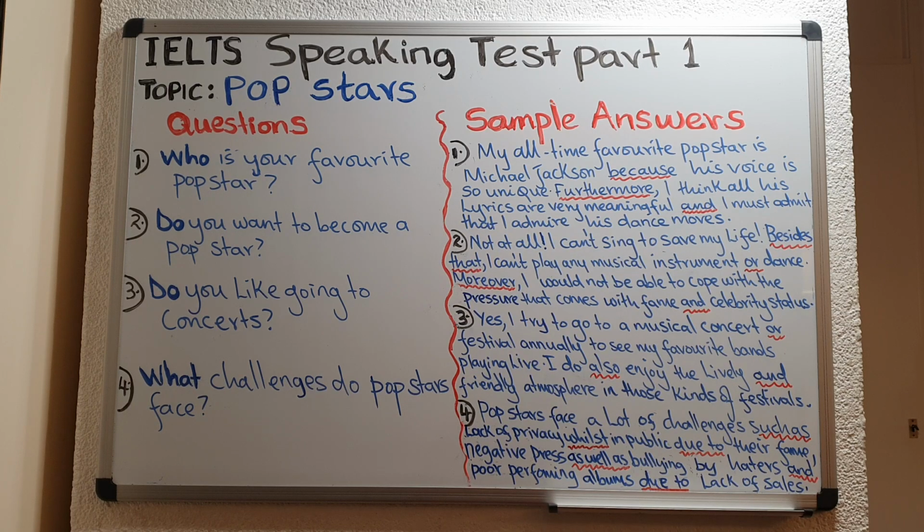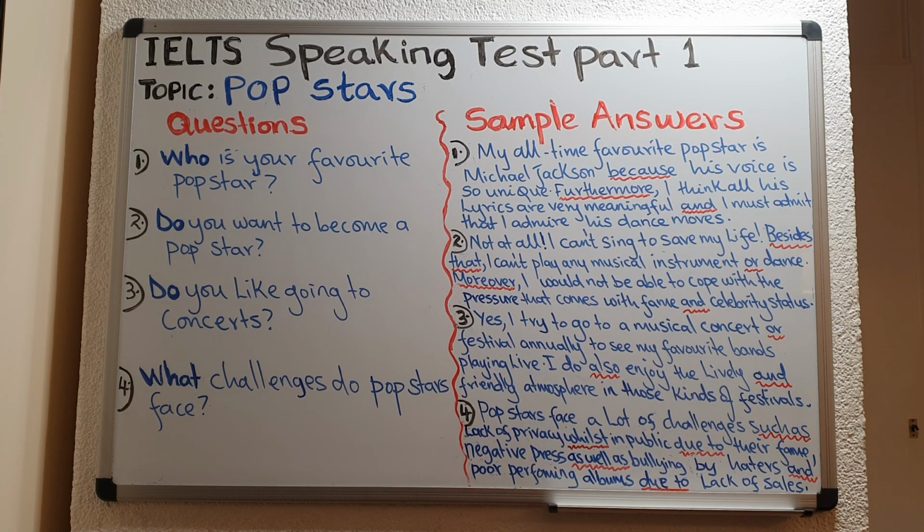I have used a number of linking words, but I've also combined a lot of information in a complex sentence using linking words. So I have explained a number of challenges or problems that pop stars face. The first one is that they lack privacy whilst in public. Whilst simply means while. It's a band 9 replacement word for while. So pop stars lack privacy while in public. That is the first point.